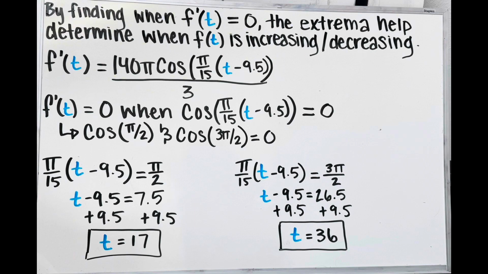We did the same thing to find when our cosine function equals 3 pi over 2, which is also 22.5 pi over 15 because we're multiplying by pi over 15. We set t minus 9.5 equal to 26.5. Then we added 9.5 to both sides, getting that when t equals 36, our cosine function is equal to 3 pi over 2. Thus, it's also equal to 0.